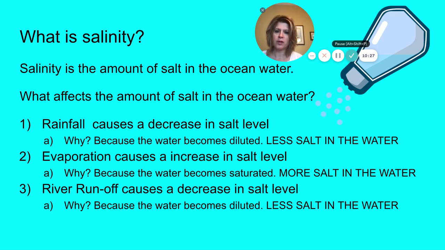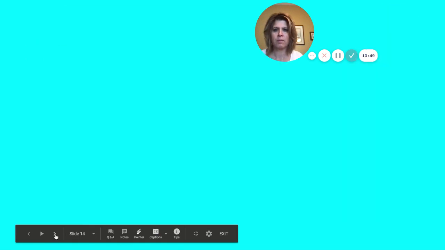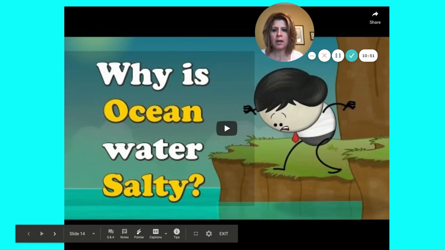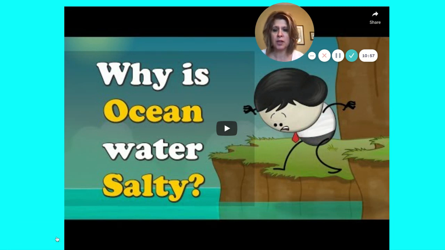Runoff from rivers causes a decrease of salt level. Why? Because again, it becomes diluted, less salt in the water, meaning that it weakens, as with rivers like the Shenandoah River dumping into the Chesapeake Bay. Now you're putting more water into the salt. It's fresh water into salt water. Here's a video on ocean salinity that I will have linked on Schoology.